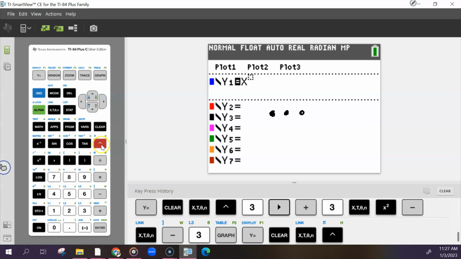Go ahead and clear off your desk except for your calculator and whatever you're writing with.